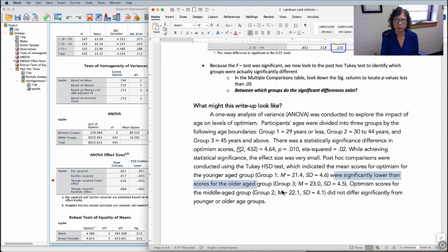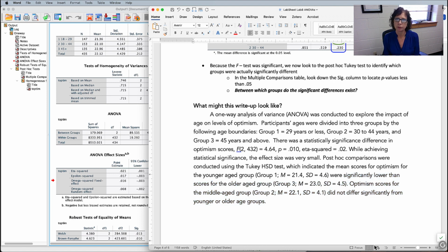But we let the reader know that there were significant differences between group 1, the younger group, and the older group, which was group 3. The middle group did not significantly differ from either the younger or older age groups. So just breaking it down for your reader, you're giving them the stats lines and you're giving them information, but you're kind of just breaking it down to the take-home message there.